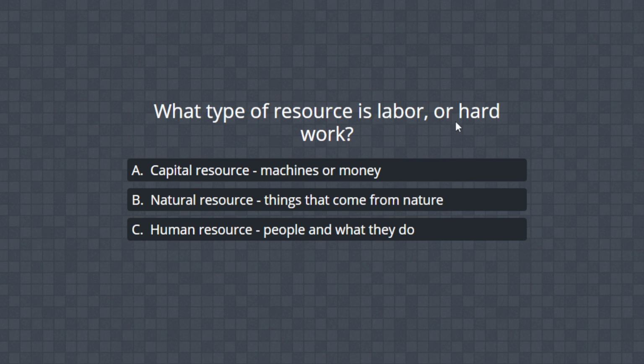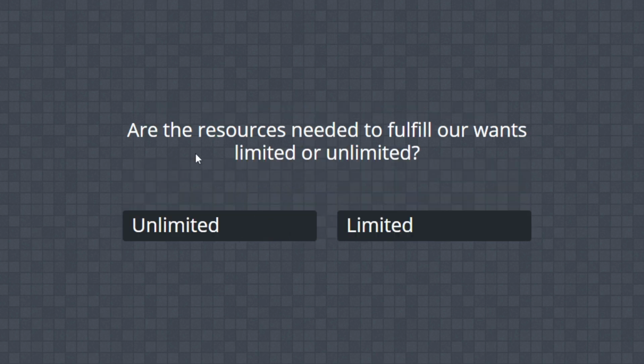What type of resource is labor or hard work? We know that human resources is people and what they do. And labor and hard work are things that people do. So this would be human resources.